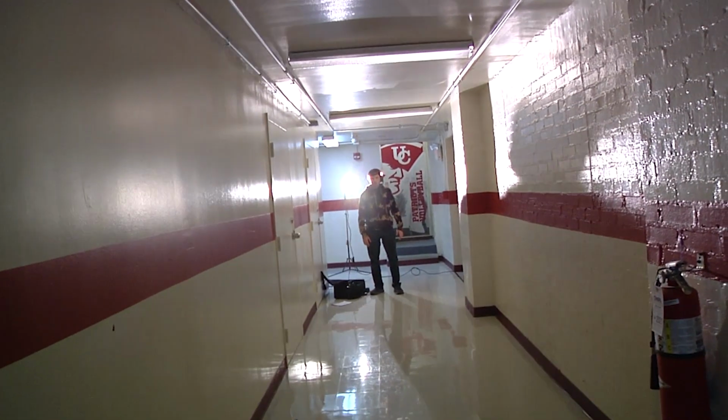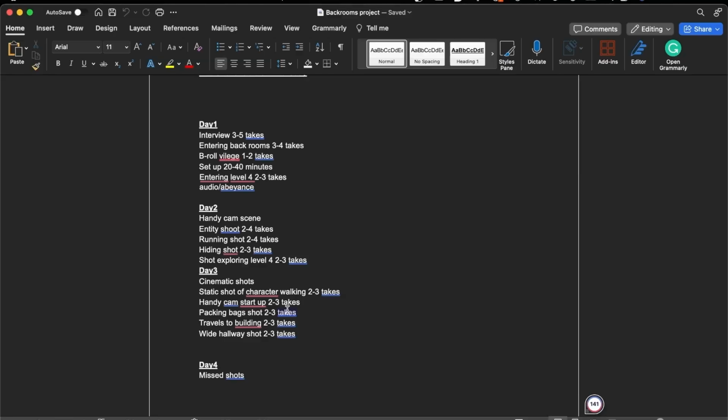Handycam scene, entity shot, 2 to 4 takes. We actually did, I think, 4 or 5 takes with the entity shot and the running shot and all that kind of stuff. Running shot, 2 to 4 takes. Hiding shot, 2 to 3 takes. Shot exploring level, 4 to 3 takes.